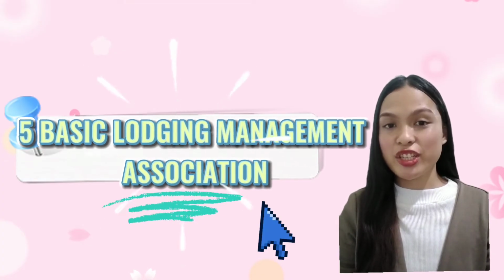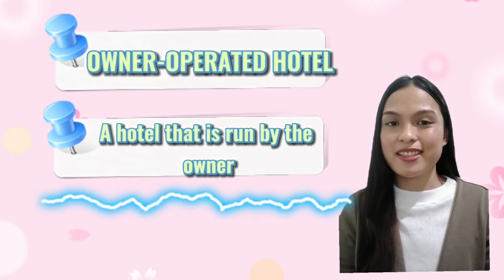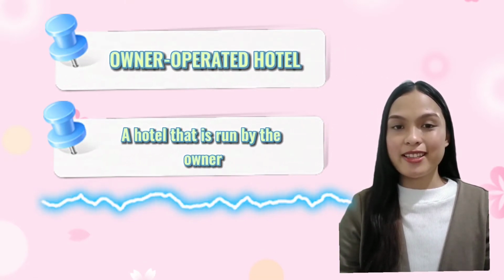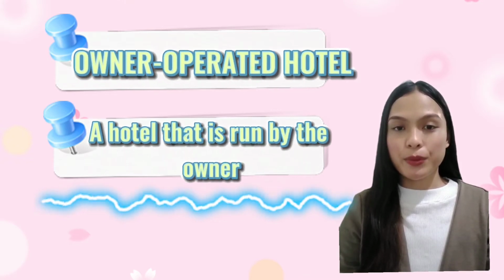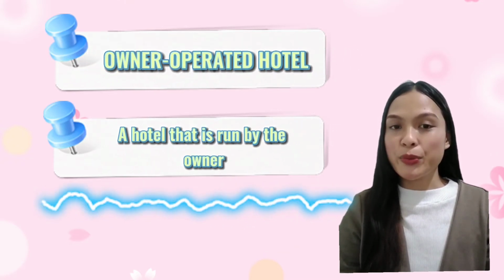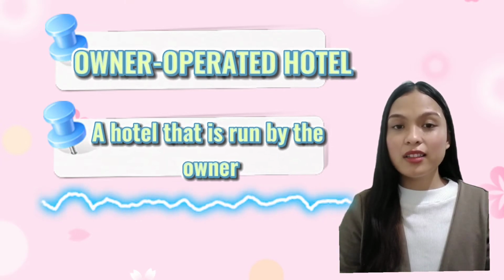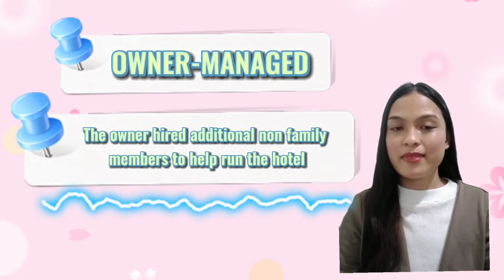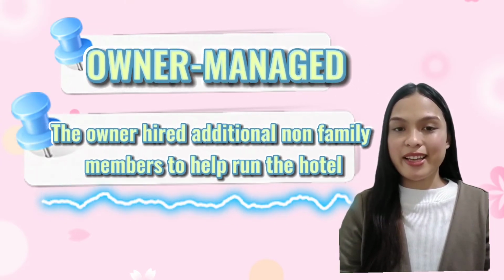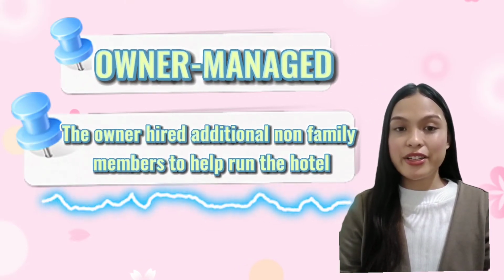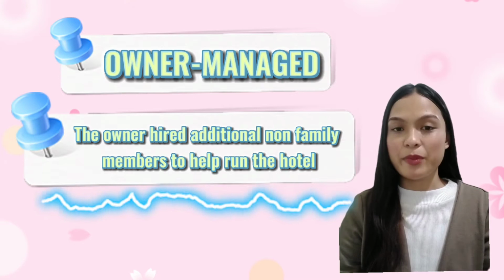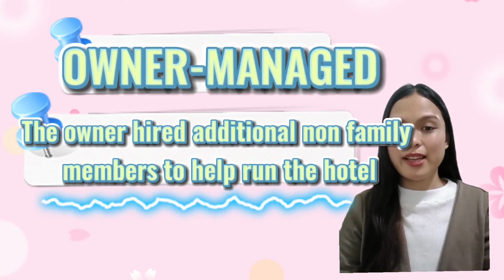Five basic lodging management associations. First is owner-operated. A hotel that is run by the owner. The owner cooks the meals, cleans the rooms, and performs all the tasks in the hotel. Next is owner-managed. Those are the hotels where the owner hired additional non-family members to help run the hotel.